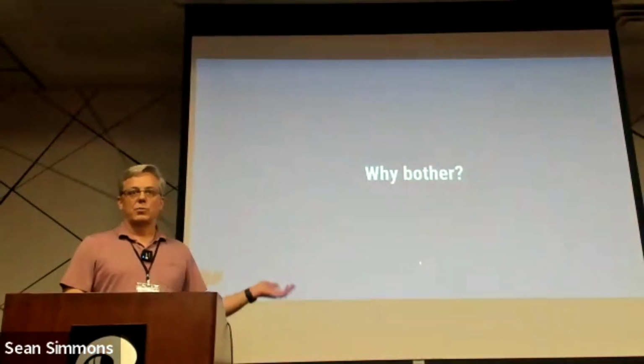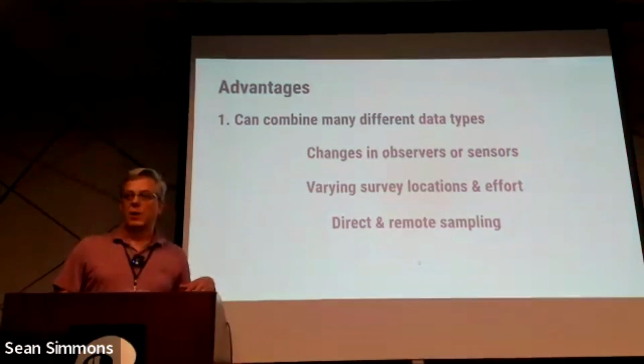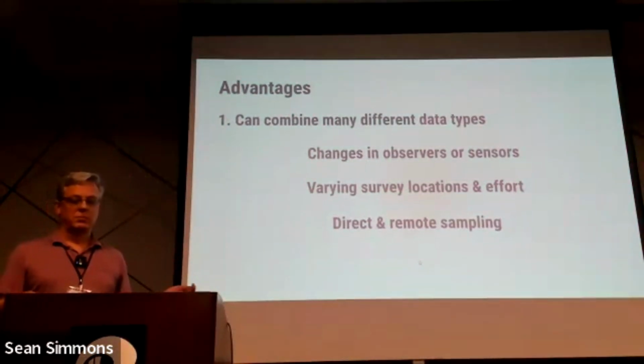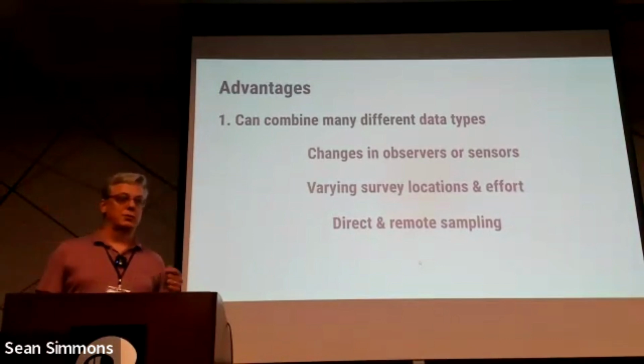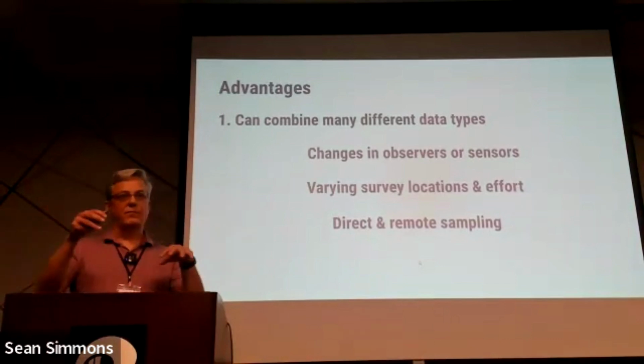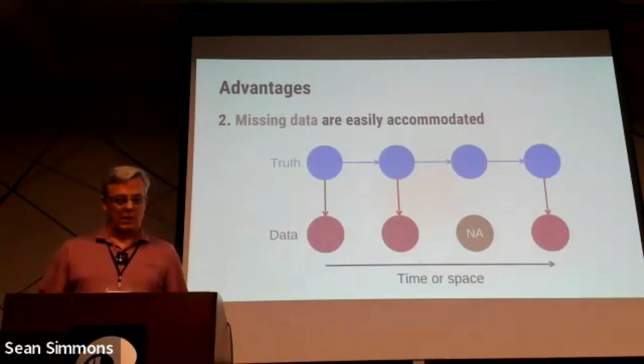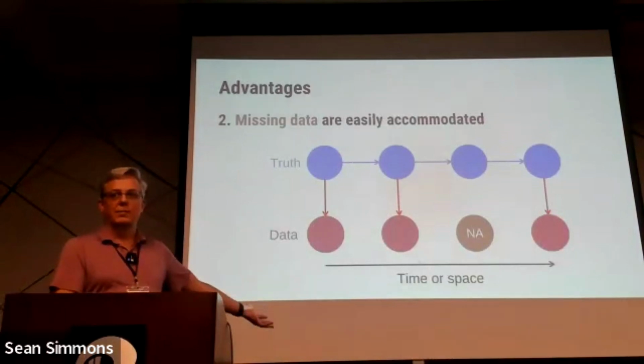Okay, why on earth would someone go through this trouble? Well, we've already talked about this a bit. You can combine many different data types. Changes over time in observers or sensors, varying survey efforts and locations, direct, remote sensing, et cetera. All of these types of things can be brought to bear in the same model. Missing data are easily accommodated. This happens all the time.